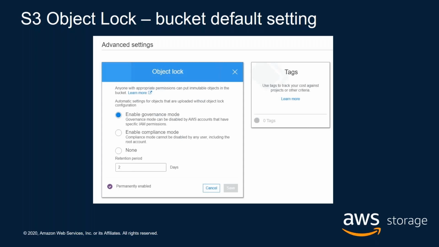Something to note here is that you can only apply object locks on a bucket at the time of the bucket creation. To do this for existing buckets, you will need to contact AWS support. With that, we complete the topic of S3 object locks. Now, let's switch over to go see some demos.